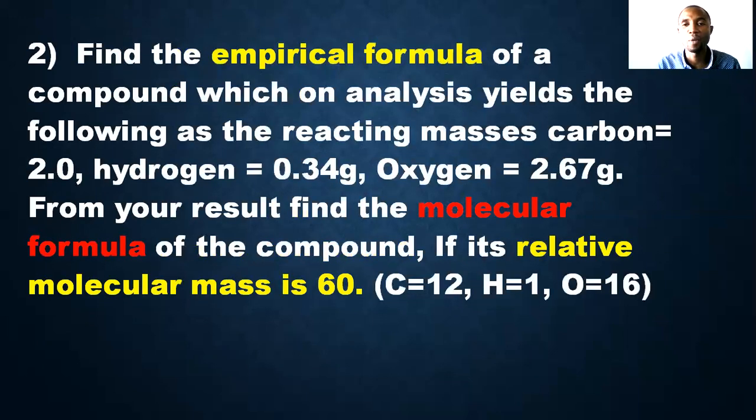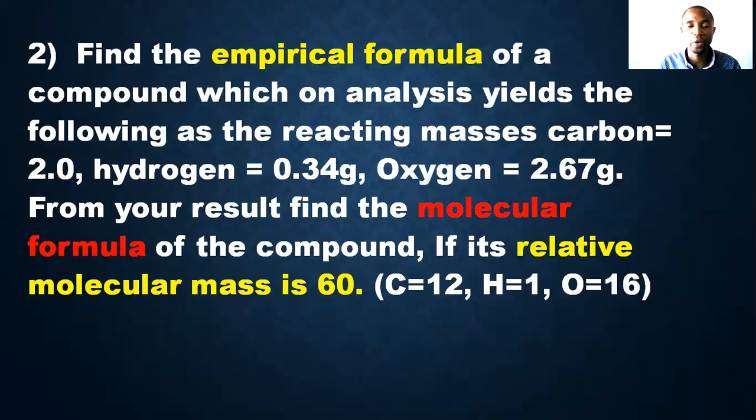The question says, find the empirical formula of a compound whose analysis yielded the following as the reacting masses: carbon 2.0 gram, hydrogen 0.34 gram, oxygen 2.67 gram. From the results, find the molecular formula of the compound, if its relative molecular mass is 60. You are asked to find the molecular formula of the compound.